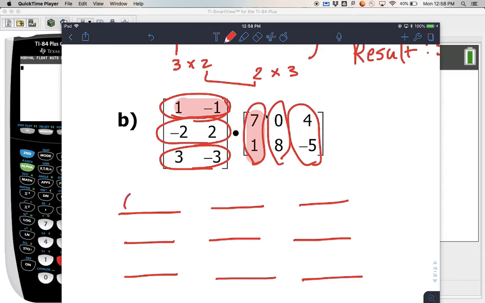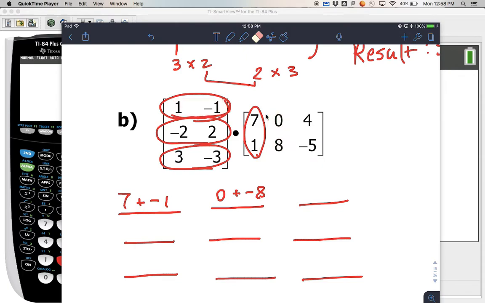7 times 1 is 7. And then negative 1 times negative 1 is negative 1, actually. Okay. Next, let me delete that. Sorry, I'm struggling here. Okay. 1 times 0, which is nice, that's 0. And then negative 1 times 8 is negative 8. Of course, keep doing that. Okay, next you're going to go top right column right there. That's 4 times 1, that'll be 4. And then negative 1 times negative 5 will be positive 5.